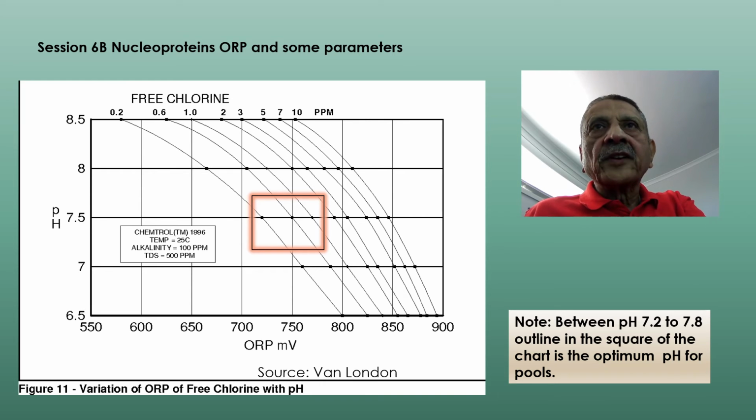I have drawn a rectangle of the area at which the swimming pool characteristics must be. In other words, we have to have at least 1 ppm of chlorine, which will give between 700 and 750 plus of the ORP, and the pH will be between 7.2 and 7.8, which is ideal for swimming pools.